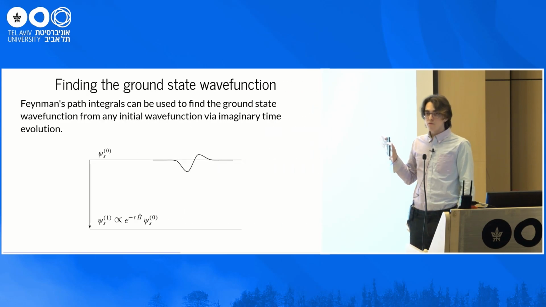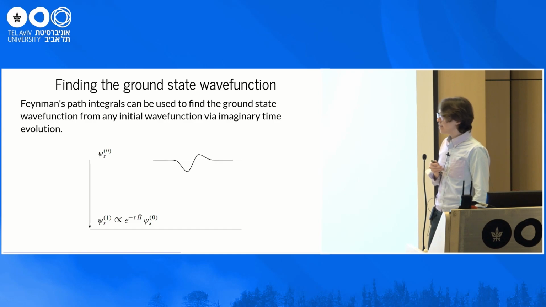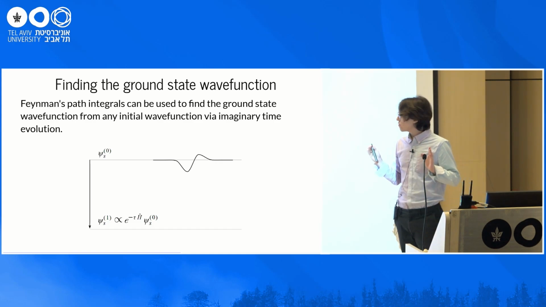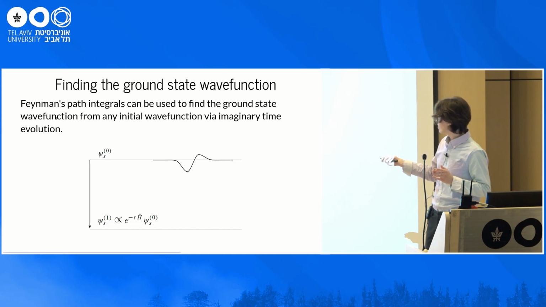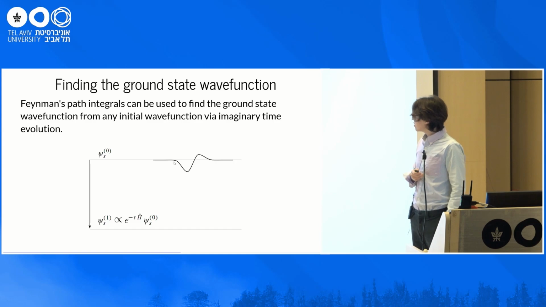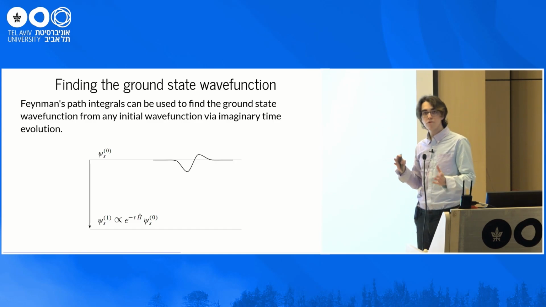There is a method that we can develop using something called Feynman's path integral formulation, which enables us to start from any initial guess of a wave function, described here by this sort of Gaussian. And we can apply this tool onto this initial wave function to get a wave function that is closer to the lower energy state that we're after.